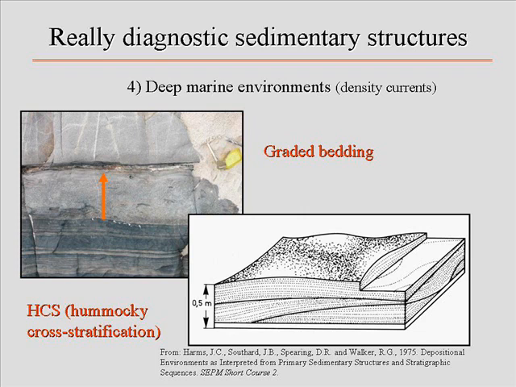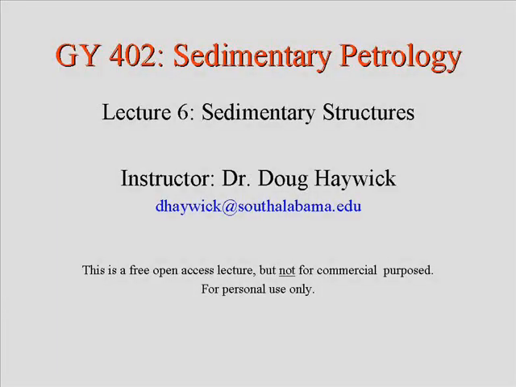So hummocky cross stratification has been earmarked as a storm indicator. And we'll talk about this a little bit later on too when we have a chance, because it's an important structure in terms of where it appears in the stratigraphic record.